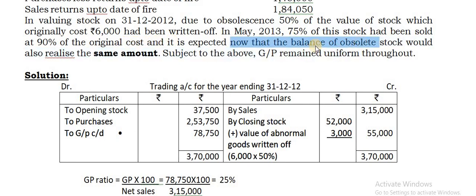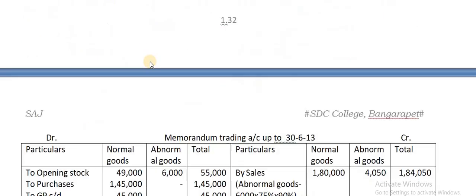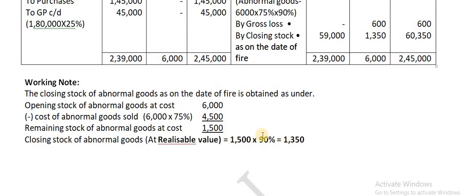And now the balance of the obsolete stock would also realize the same amount, the same at 90% it is being realized, you have to understand. Same amount, and not the original cost, but at the previous rate, whatever the stock which is being sold. 75% stock is being sold at 90%. So you have to consider selling at the same rate. Okay, so that is taken, right? So take up that. Now 1,500 into 90%, so that gives you 1,350. The same is taken here.